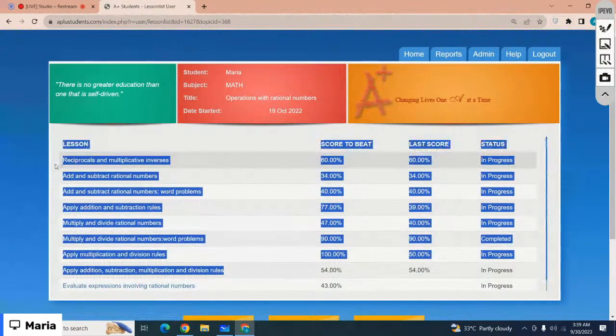So we were working on grade 8 maths. The chapter we're working on is operations with rational numbers. The lessons we have covered today are reciprocals and multiplicative inverses, add and subtract rational numbers, add and subtract rational numbers word problems, apply addition and subtraction rules, multiply and divide rational numbers, multiply and divide rational numbers word problem, apply division and multiplication rules, and then apply addition, subtraction, multiplication, and division rules, right?